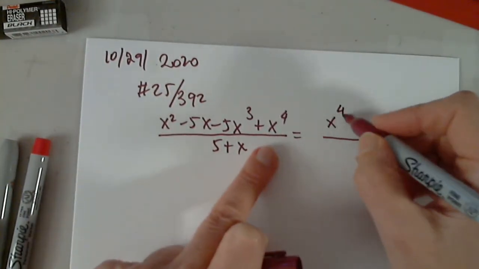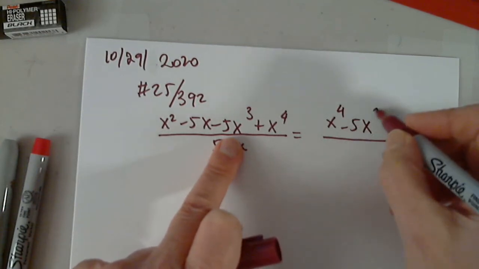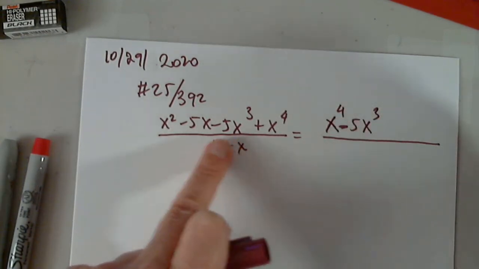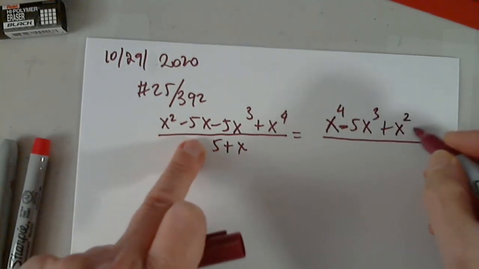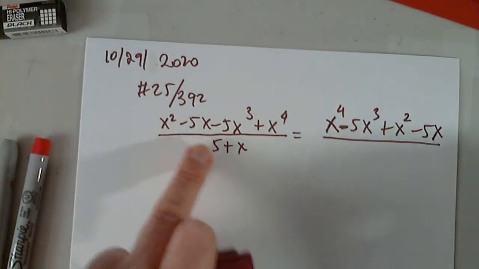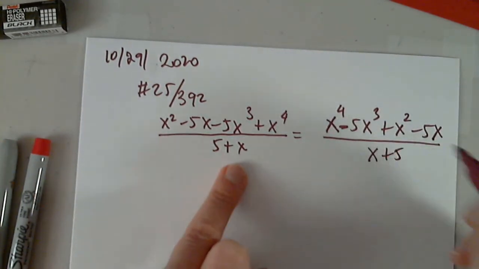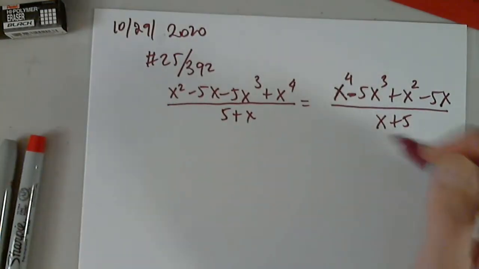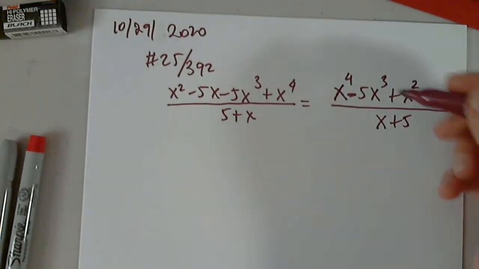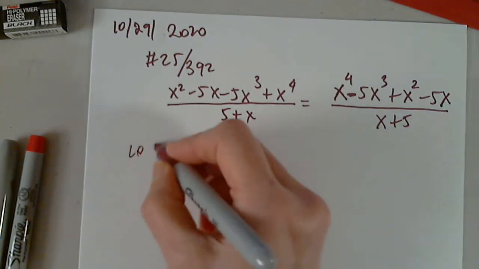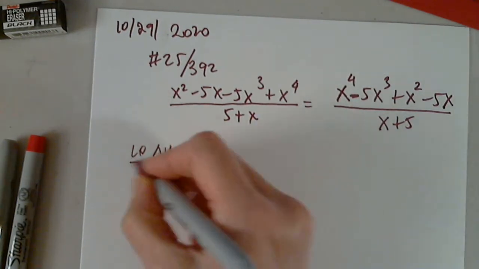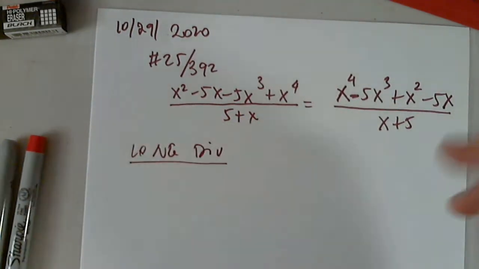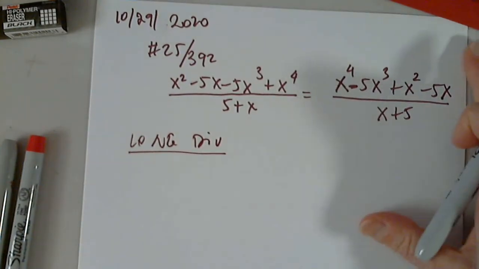The degree is 4. The next one is negative 5x to the third. The next one must be positive x squared, and the last one must be minus 5x. The denominator has to be x plus 5. It happens that we can divide using long division as well as synthetic division. We'll come back to it.